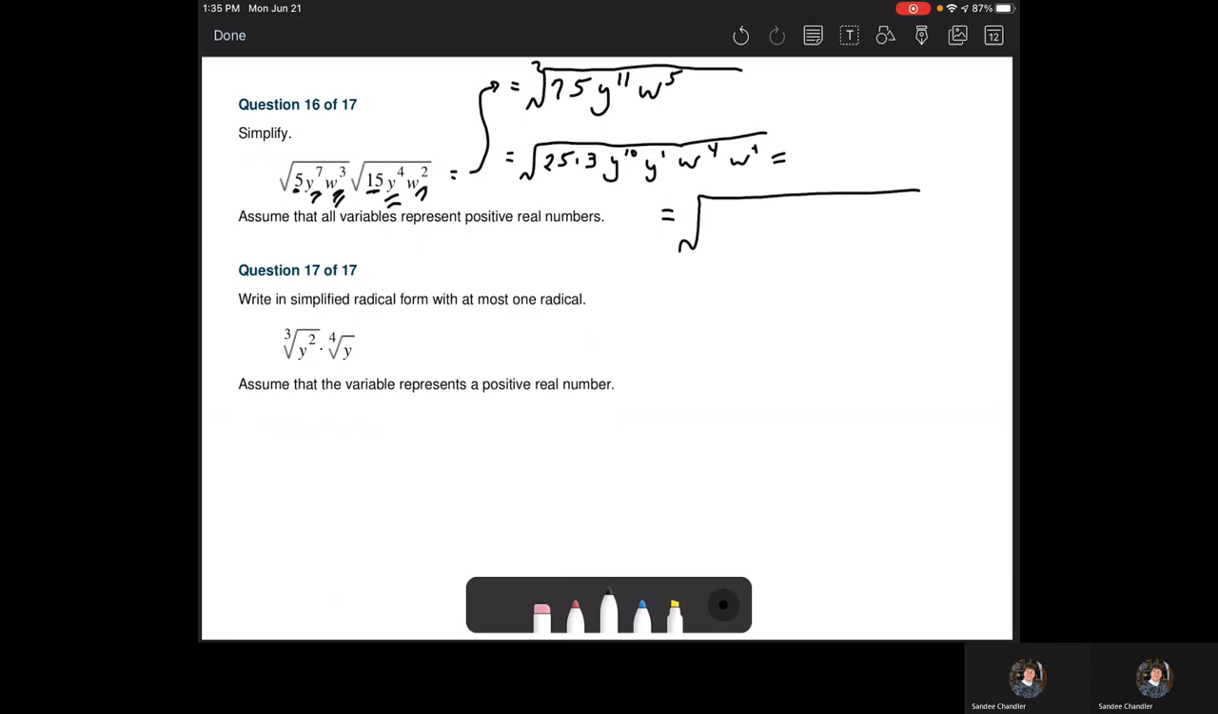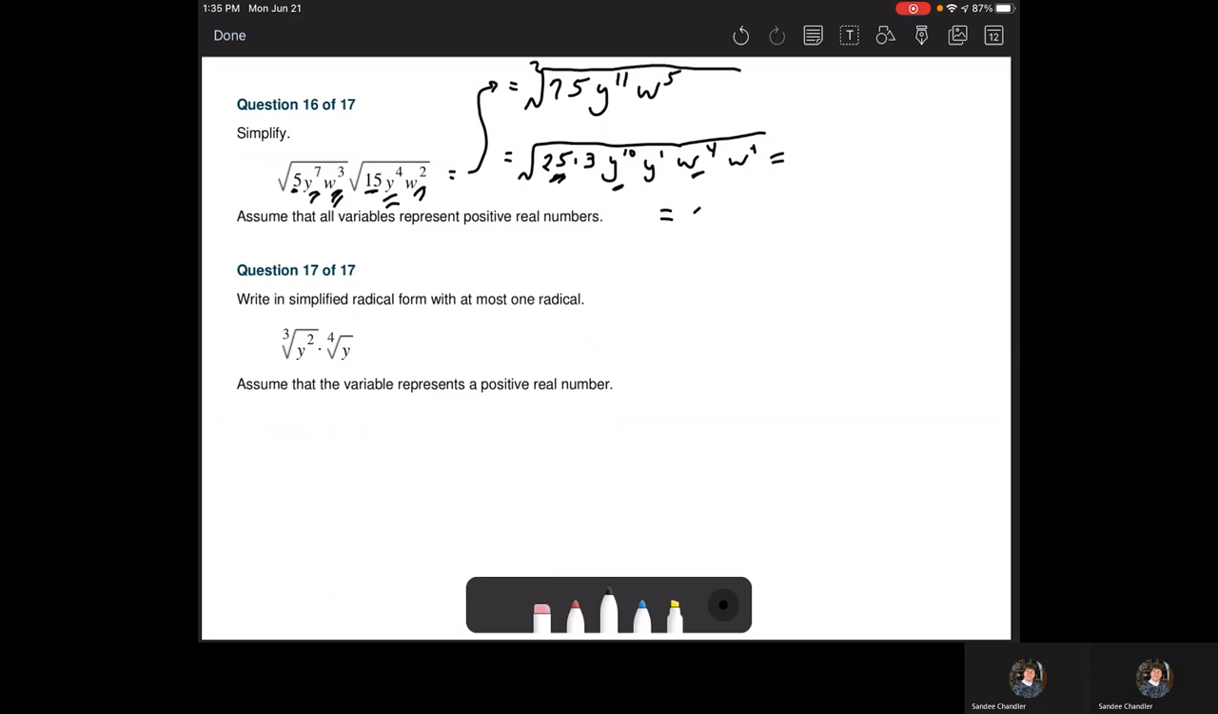All right, so that's going to give us, I'll come down here. Oh, wait. Square root of 25, that's a perfect square. Yeah, that's a perfect square. y to the 10th is a perfect square. w to the 4th is a perfect square. So we have 5, y to the 5th, w to the 2nd. And left inside is the 3, y to the 1st, w to the 1st.